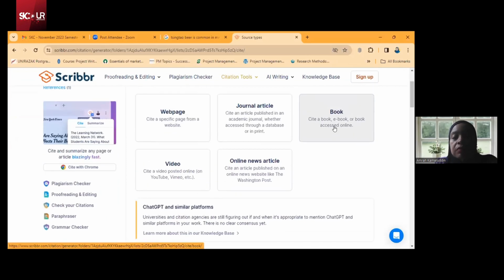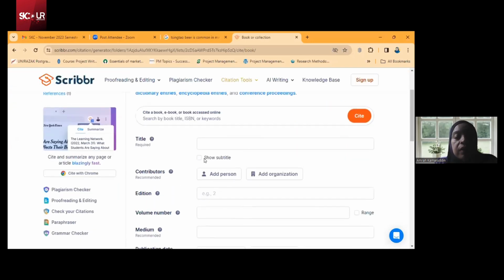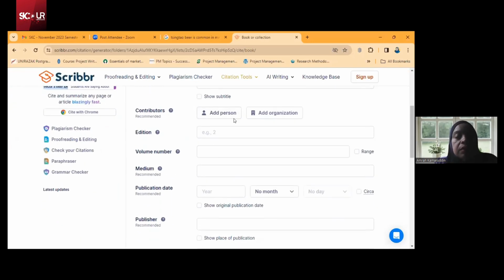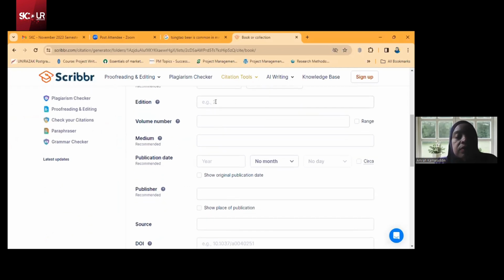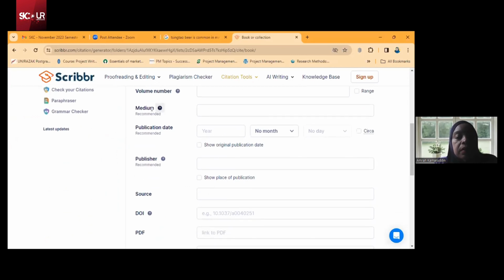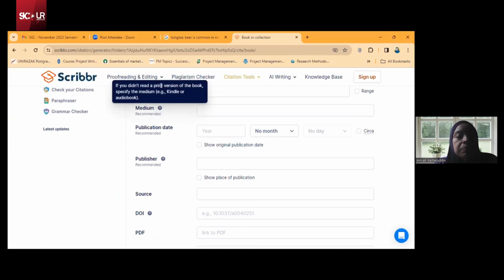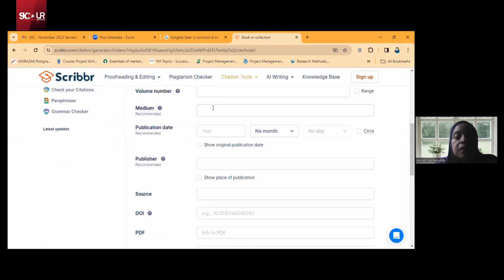For example, like books here, katakanlah you baca the books, so you can put the title. You can have the authors. If let's say 2 authors, you can add the person. Maybe edition, maybe volume number. You can just click here if you don't understand. What is a medium, for example? If you didn't read a print version of the book, specify the medium. So maybe you can put Kindle. Yeah, because Kindle is considered ebook already lah. Sebab you bukan baca physically, you baca from ebook, like from the Kindle apps.